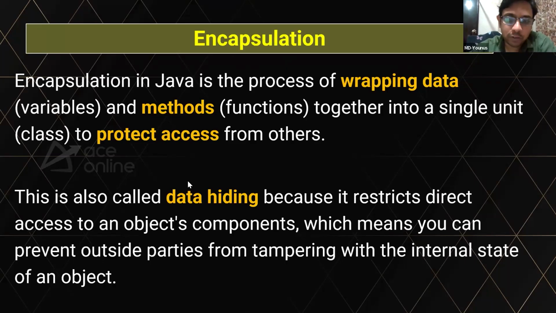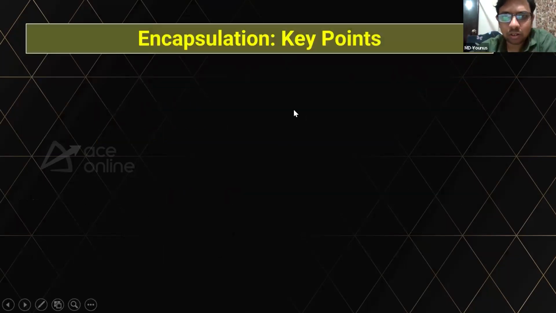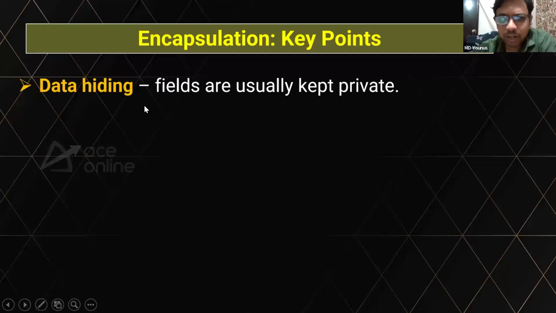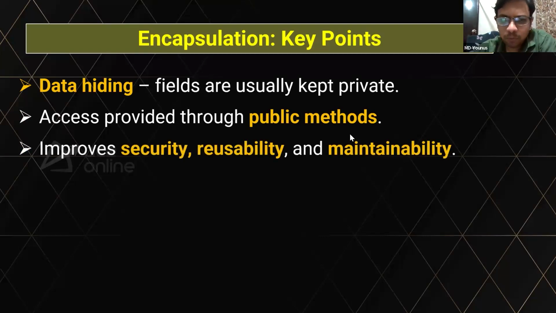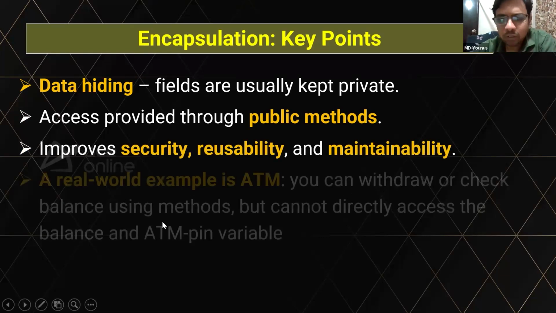A lot of interview questions can be expected from this concept. Okay, so now let's see with some examples what happened. Whatever we have learned so far is data hiding. I told you that fields basically need to be hidden. You need to provide access through public methods. That improves security, reusability, and maintainability.